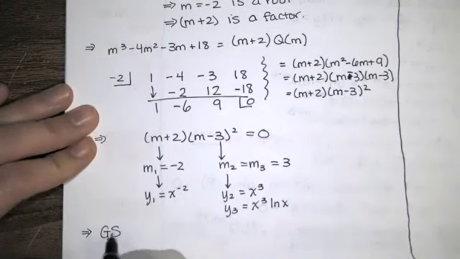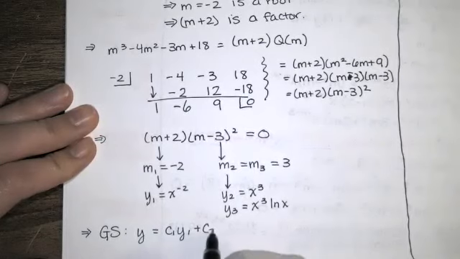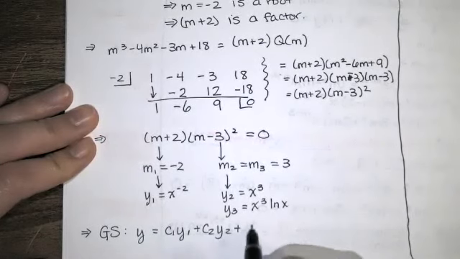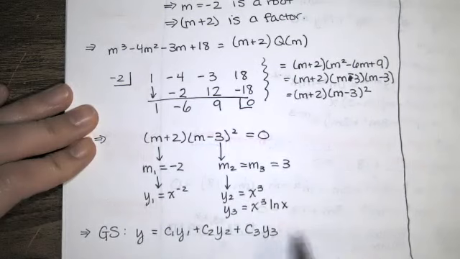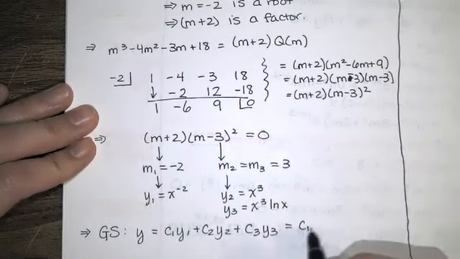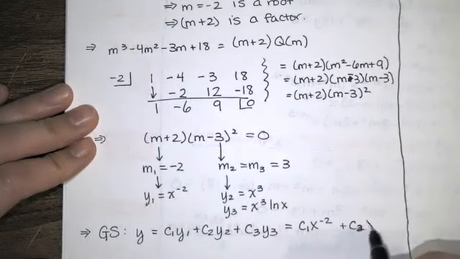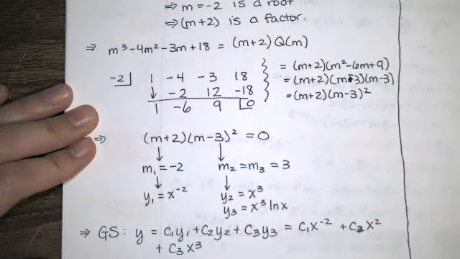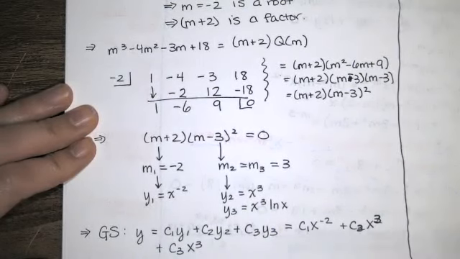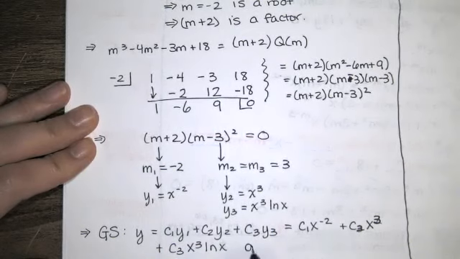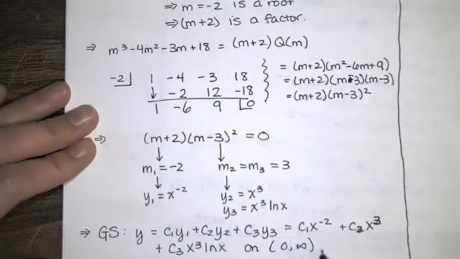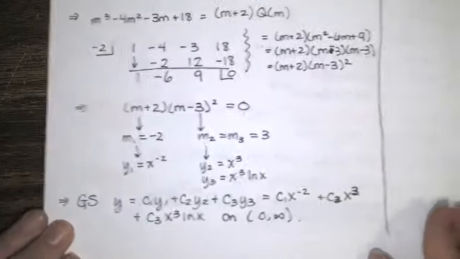Okay, now that's enough to write down the general solution. It was a third order differential equation. So we get c1y1 plus c2y2 plus c3y3, which is c1 times x to the negative 2 plus c2 times x cubed plus c3 times x cubed times natural log of x. And this will work for x on the interval from 0 to infinity.